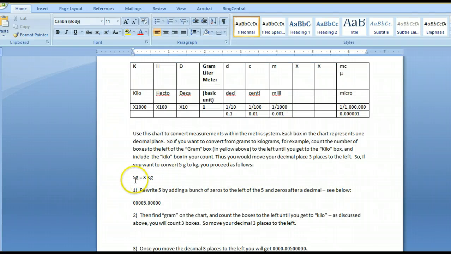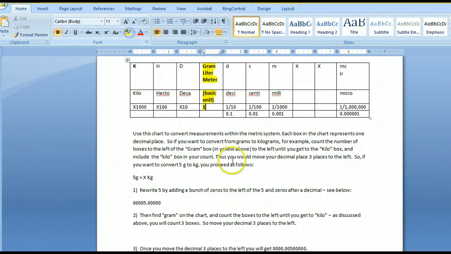Grams and kilograms are both within the metric system. So what we want to do is go up to our chart and locate grams on the chart. We want to locate the number that's given to us. And it's right here.